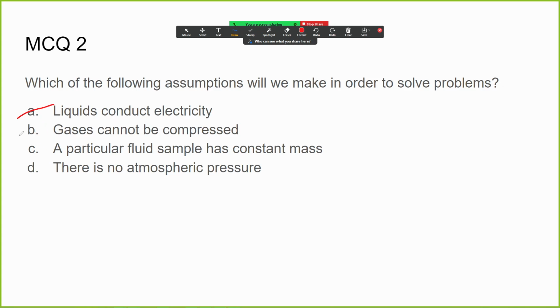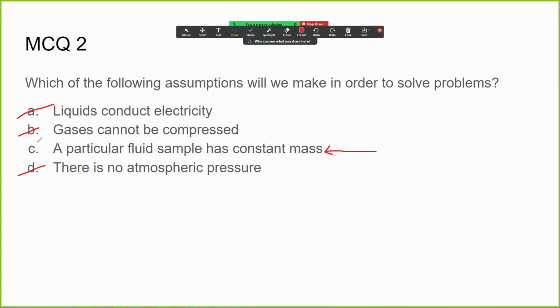Gases cannot be compressed. I did mention that we are talking about gases in terms of compressible flow, both as far as their volume is concerned, as well as their density. A particular fluid sample has constant mass. I absolutely said that any fluid itself, whether it be liquid or gas, is going to have constant mass. And there is no atmospheric pressure. Now, I haven't talked about atmospheric pressure yet, but I will. As long as we're talking on planet Earth, or any celestial body that has an atmosphere for that matter, there is going to be some kind of atmospheric pressure.